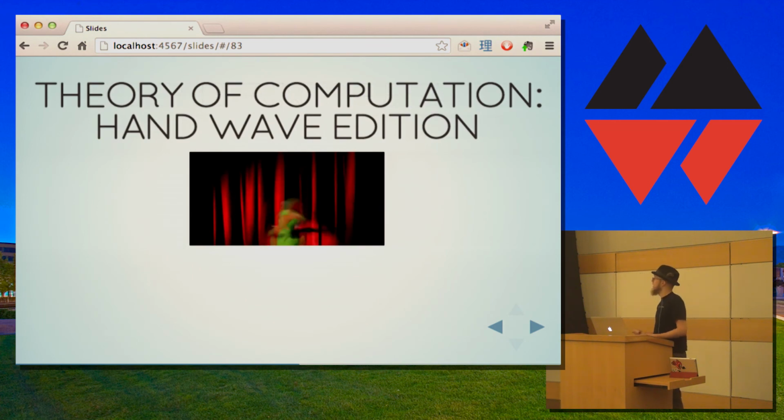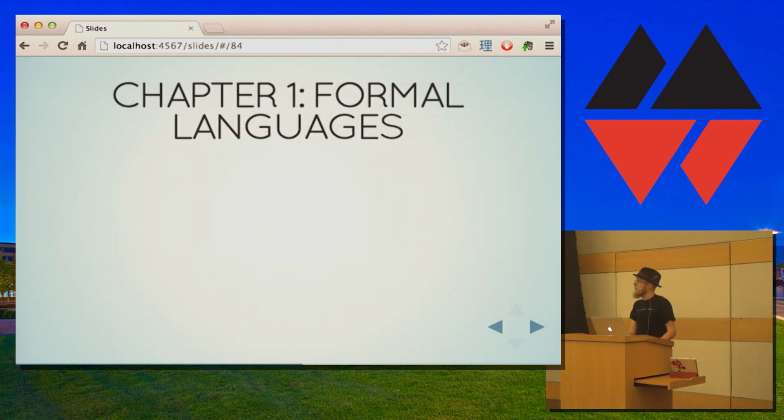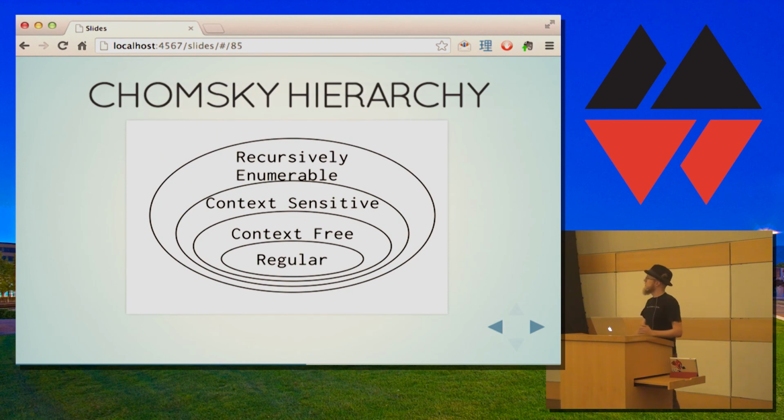Let's go back to the theory of computation, hand wave edition. So if you've ever taken a compilers course, you probably know a little bit about formal languages. But if you don't, that's okay too. So there's this thing called the Chomsky hierarchy, which describes the complexity that's allowed within certain grammars. The biggest one contains all the other ones, so the other ones are all smaller. And I'm going to start from the bottom.